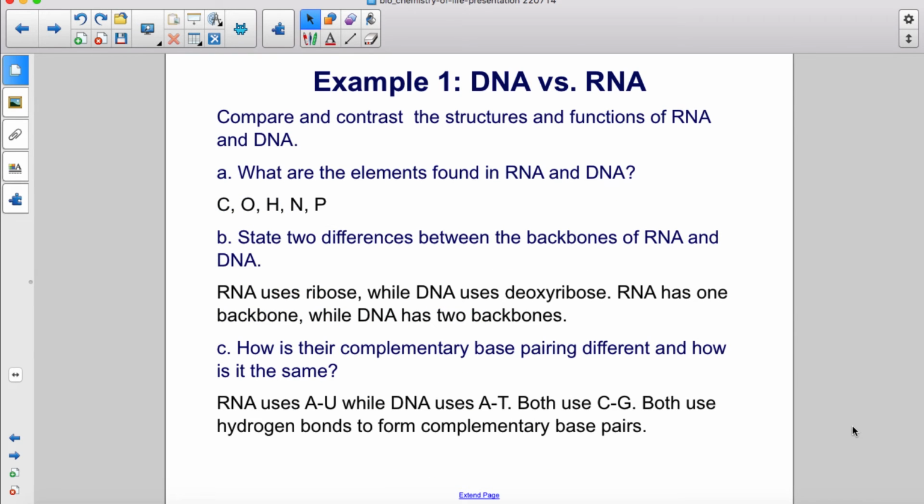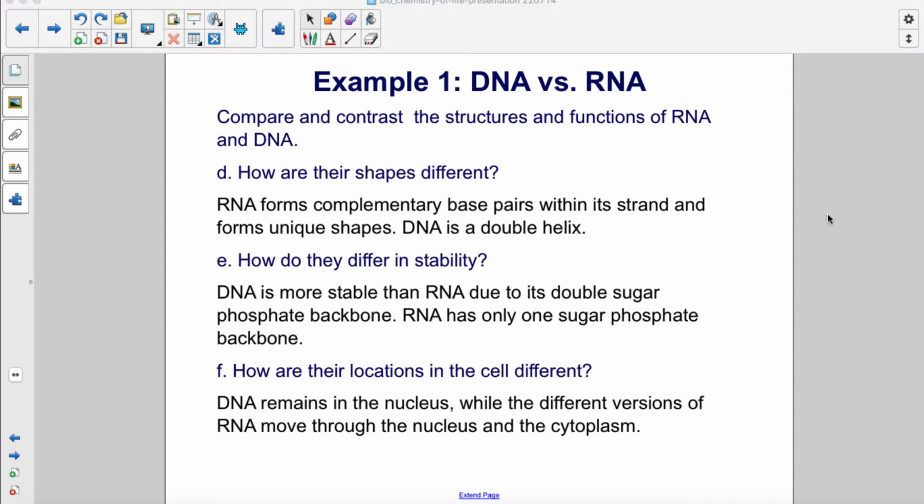The elements found in RNA and DNA are carbon, oxygen, hydrogen, nitrogen, and phosphorus. Two differences between the backbones of RNA and DNA: RNA uses ribose, while DNA uses deoxyribose. RNA has one backbone, while DNA has two backbones. How is their complementary base pairing different and how is it the same? RNA uses AU, while DNA uses AT. Both use CG. Both use hydrogen bonds to form complementary base pairs.